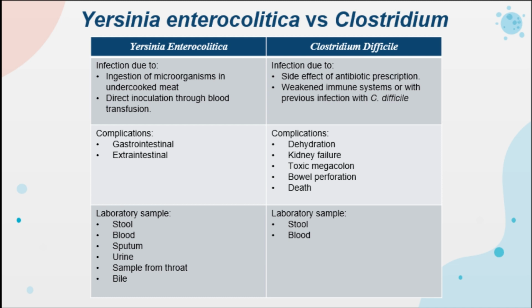Next, the complications of Yersinia enterocolitica might be gastrointestinal or extraintestinal. The gastrointestinal complications are bowel perforation, peritonitis or diffuse ulcerating colitis and colitis, while the extraintestinal complications are hepatic abscess, splenic abscess, septicemia, renal abscess or lung abscess. The complications of Clostridium difficile are dehydration, kidney failure, toxic megacolon, bowel perforation, and it might also cause fatality. And lastly, for the laboratory samples to detect Yersinia enterocolitica, we can use stool, blood, sputum, urine, throat swab, and bile samples, while the samples that can be used to detect Clostridium difficile are stool and blood samples.